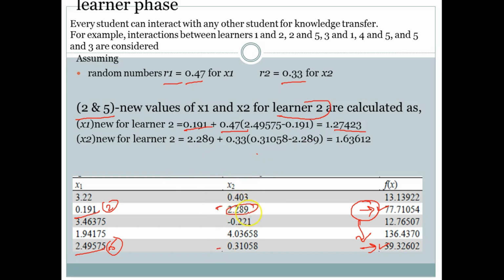Similarly, for updating the value of learner 2 for the second design variable, we will take this old value plus the random value multiplied by the difference. So that is 0.31058 minus 2.289, and you get this result.